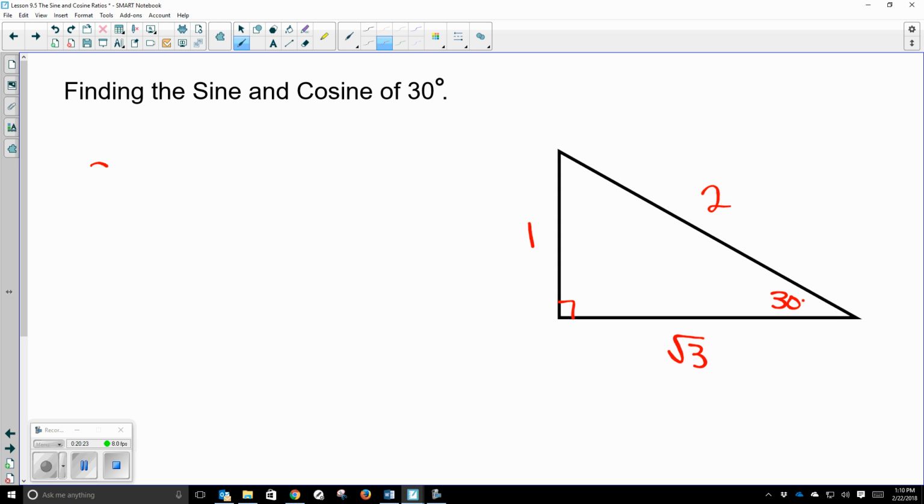So the sine of 30 degrees is equal to opposite over hypotenuse, which is 1 over 2, 1/2. So if you're having a hard time memorizing those things in algebra 2, then think of your 30, 60, 90 triangle. Sine of 30 is 1 over 2. Cosine of 30 is not 1 over 2. It's the square root of 3 over 2.